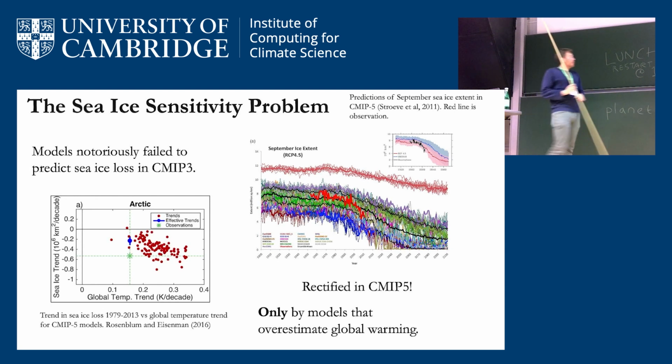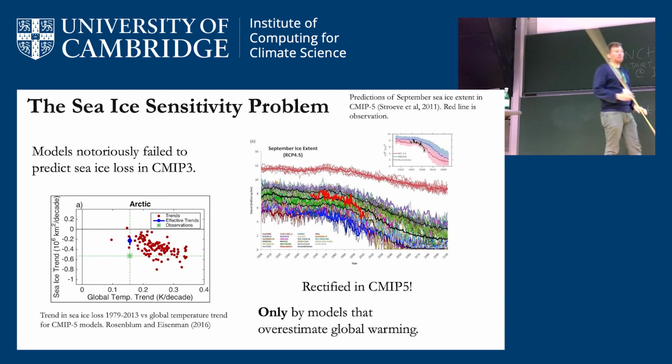And this paper, which was by Erica Rosenblum, who's a member of my group now, explained that this improvement was illusory. In fact, this improvement was just an emblem of a problem that's existed in the climate modeling community since at least the 80s, which is that the models, so here are these models that are plotted here. The x-axis is the global warming trend, the y-axis is the sea ice trend. These are the models, and here's the observation.